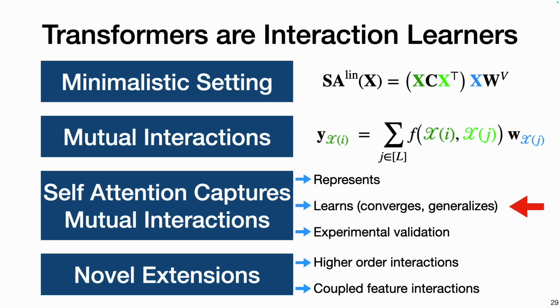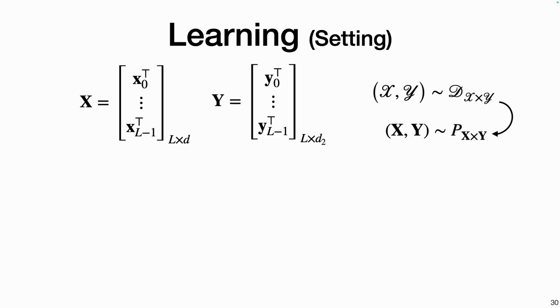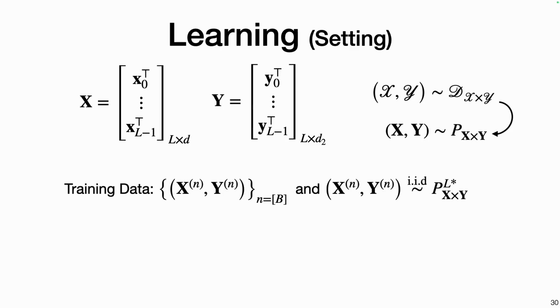Now let's look at more reasons why we say self-attention is a mutual interaction learner with our learning theories. But before that, let me explain a standard setting. We have input X and output Y matrices, and they are from a PXY distribution, which depends on our task distribution and the embedding functions.